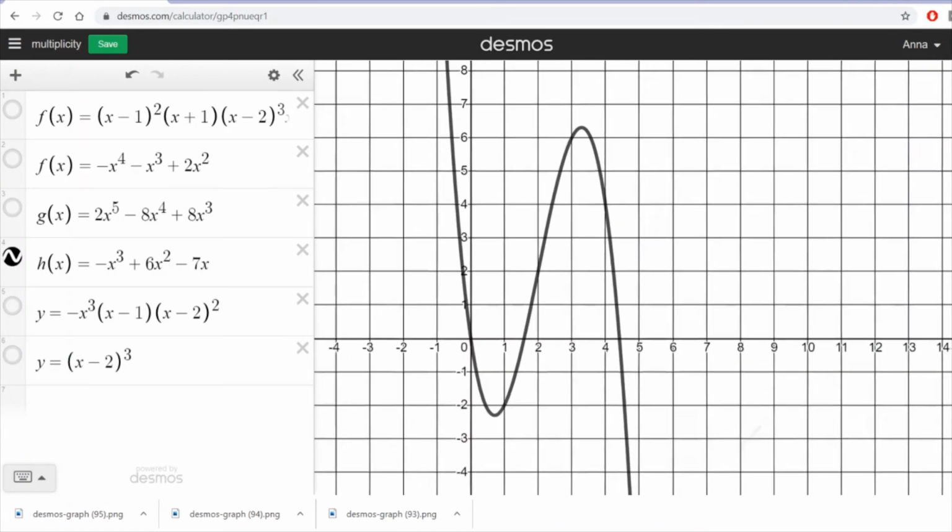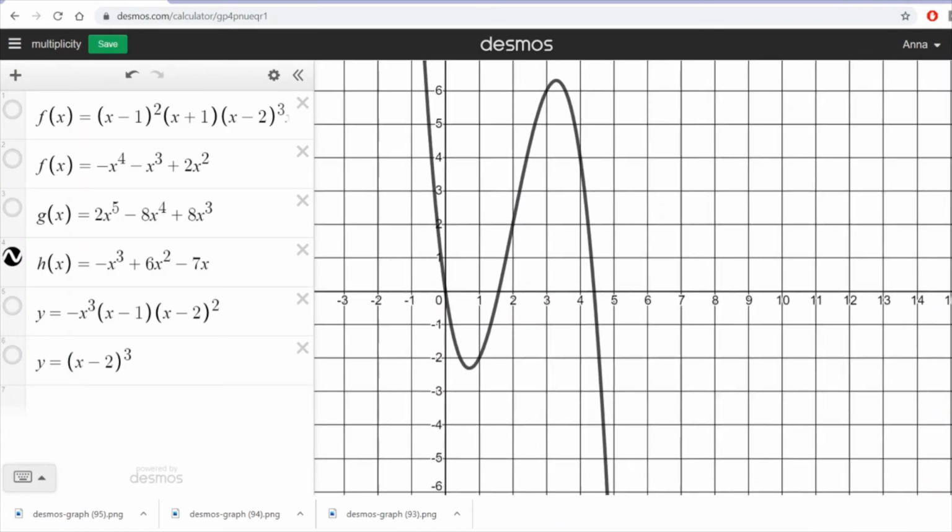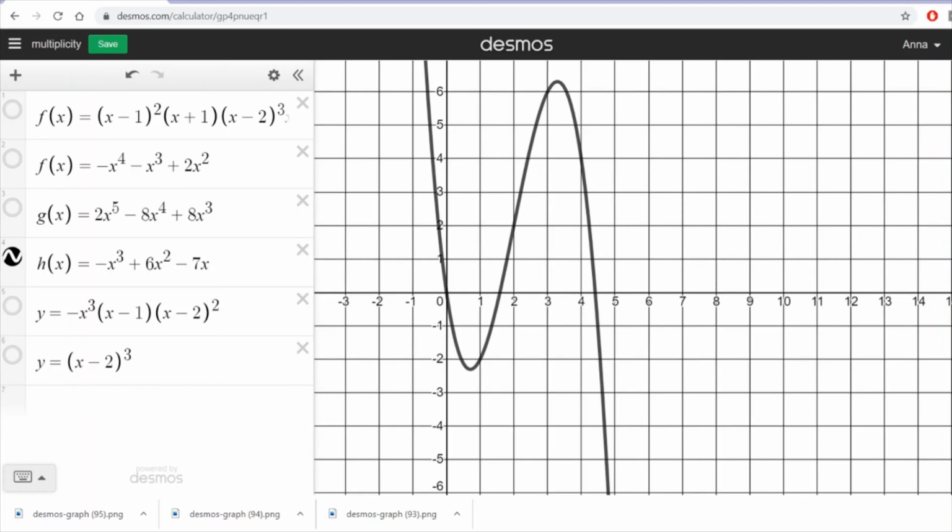So this is what the actual graph looks like. We're pretty close. Again, we didn't get exactly right how much it goes down and how much it goes up, but we can see that the graph passes straight through the axis at about the places that we had put on our graph.